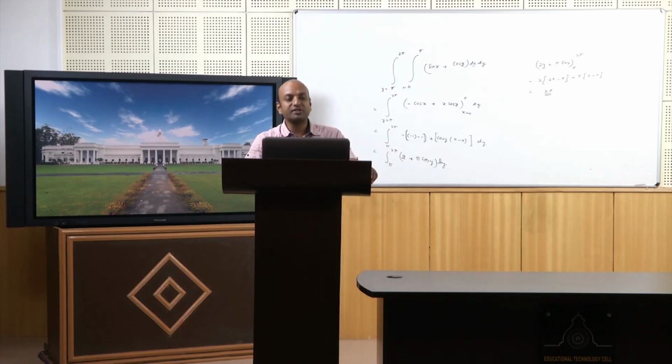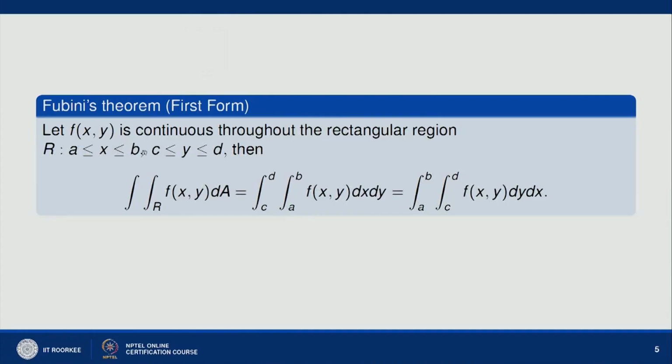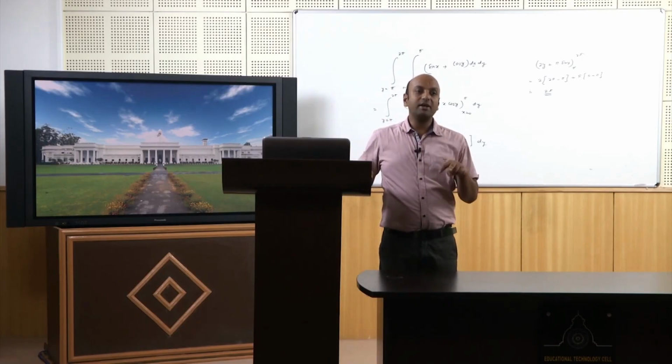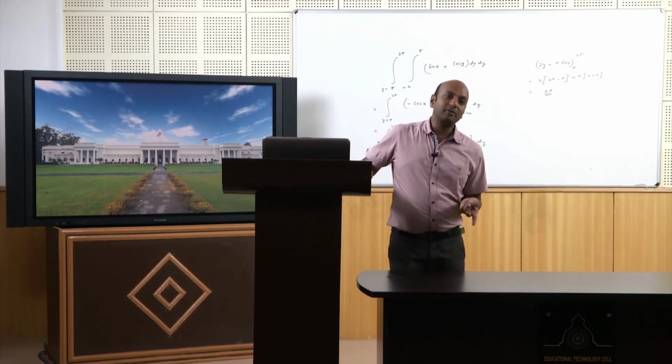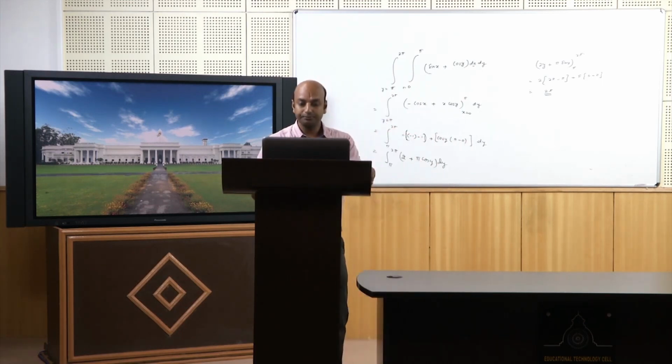Now, the Fubini first form, what is that? If f(x,y) is continuous throughout the rectangular region R, where x is varying from a to b and y is varying from c to d, then if you interchange the limits, the value will remain the same. So, if the limits are constant and we interchange the limits, the value of the double integral will not change. Okay. This is Fubini's theorem or the first form.